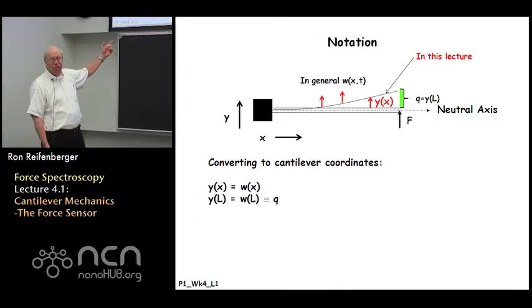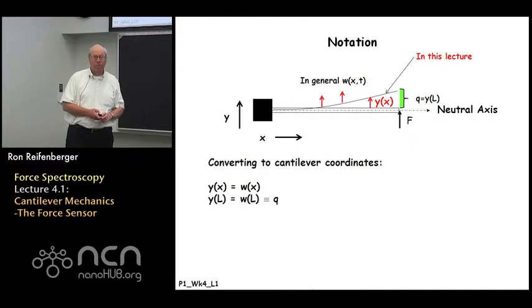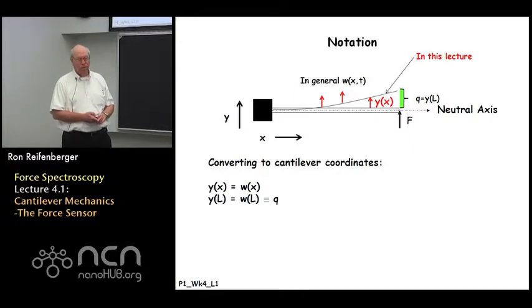So again, I just put in a separate slide to try to clarify the notation. In part 2 of the course, the deflection of the cantilever is going to be described by this y of x and t. To simplify the derivation in this lecture, I replaced w of x and t by y of x, and in particular, the deflection of the cantilever right at the end is referred to as q, and that's the notation we'll follow for the rest of the part 1 for the course.